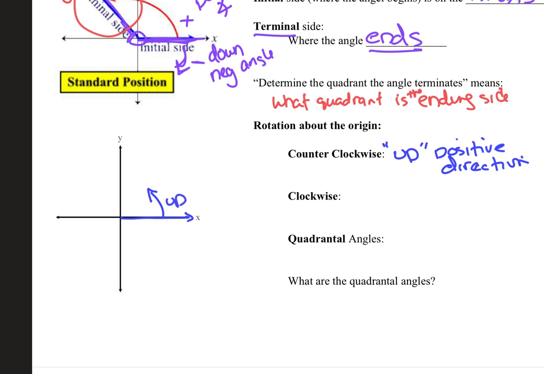Clockwise would be starting here and going down. So let's change a color for down. If you're going down, like in the red, you're going down. So when you're going down, this is considered clockwise, and this is a negative direction.